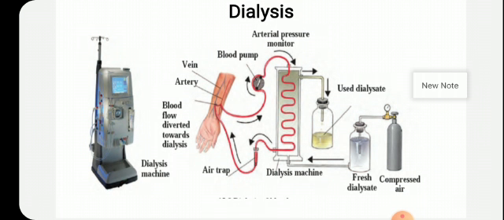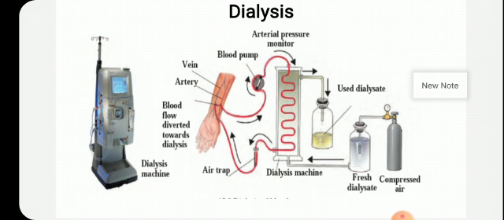Now the pure blood from the artery, see here, the tube is attached to our artery, and then this blood is passed through the blood pump, then it goes into the arterial pressure monitor. Observe here. It is moving through it, which contains the fresh dialysate. What does it contain? Fresh dialysate, which helps in the process of filtration.